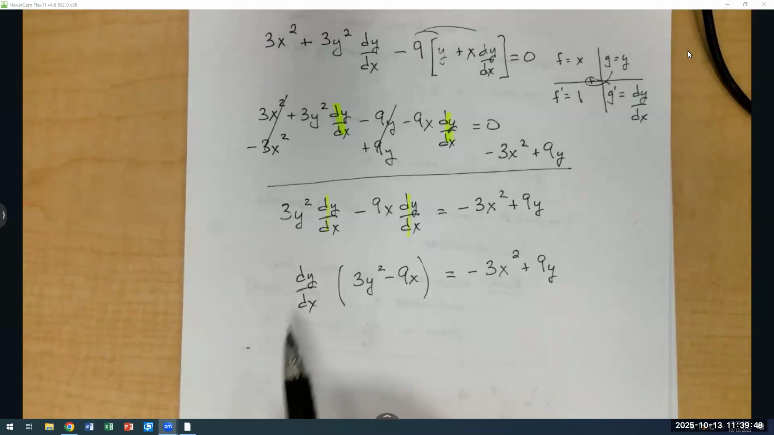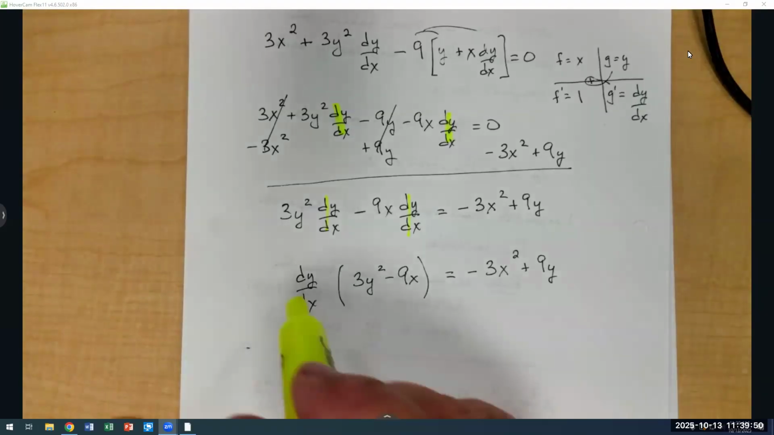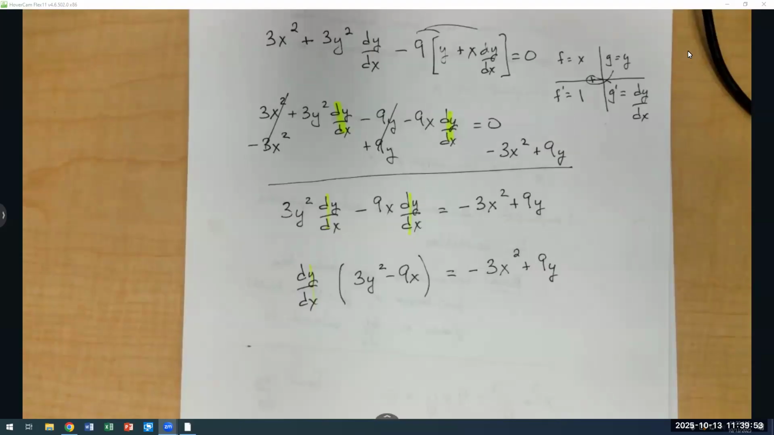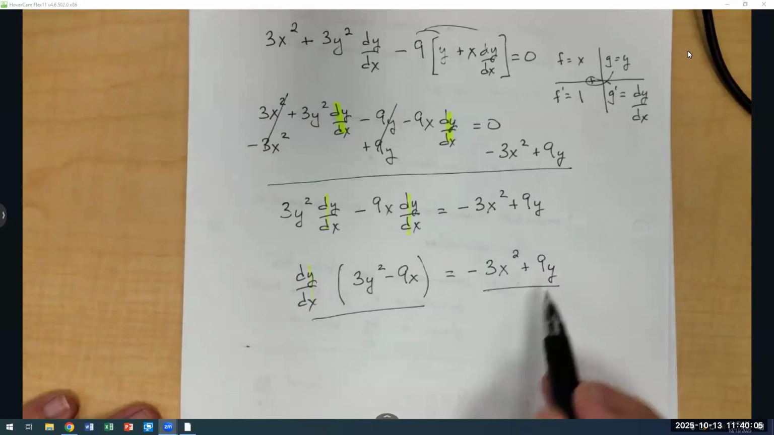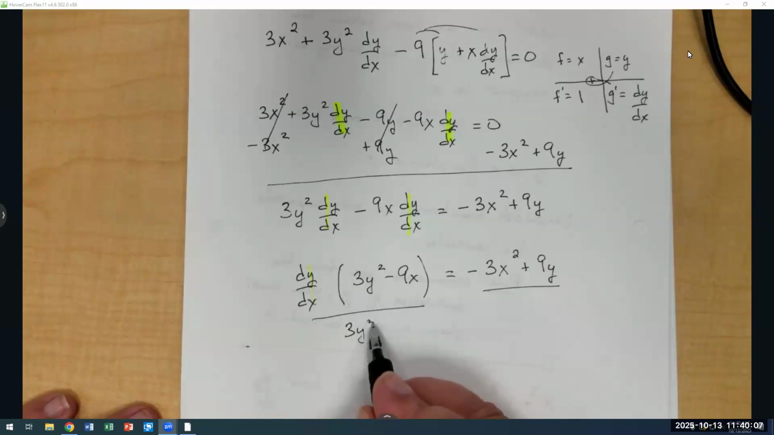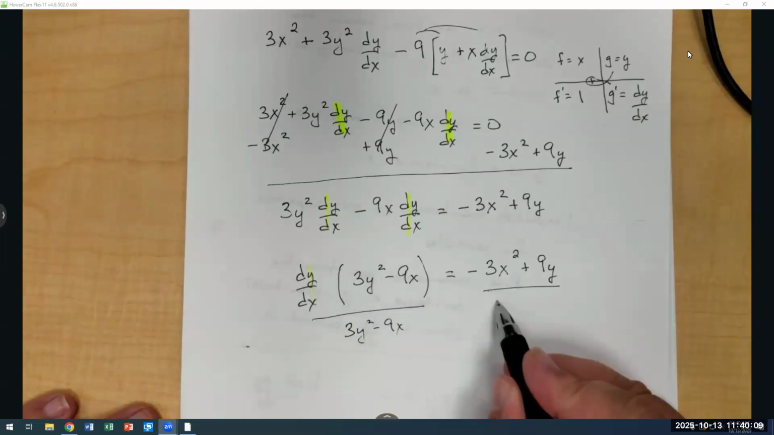I want dy/dx by itself. I have to get rid of this. How do I get rid of that? Divide. Just divide both sides by 3y squared minus 9x.